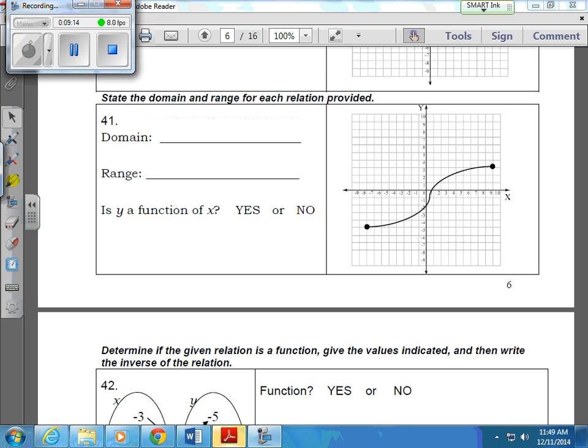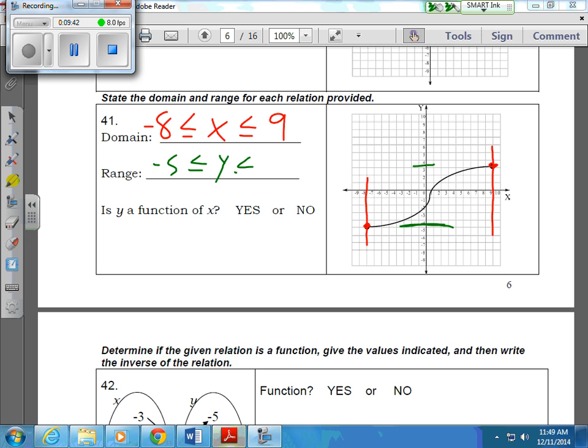Okay, the domain for this problem is going to be the set of all x values. This time it's a continuous function that goes from -8 to +9. Okay, so the x values are between -8 and +9 inclusive, because these are both filled in. The y values are going to go from -5 up to a +3. So -5 are your y's up to a +3, and again, still inclusive.